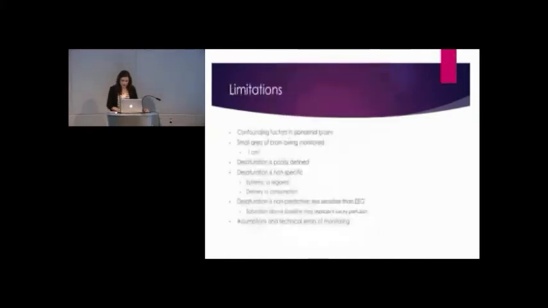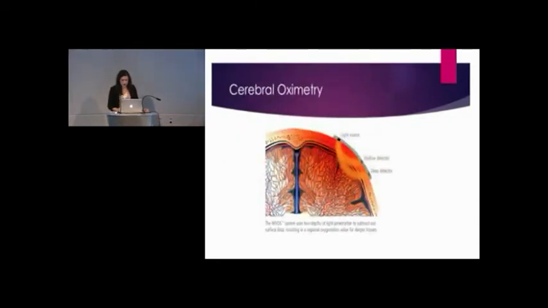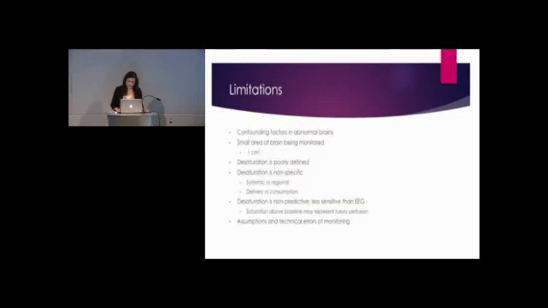And then there is some conflict in the literature as well about whether cerebral oximetry or NIRS correlates well or does not correlate well with jugular venous oxygen saturations. So again, it's up to your own interpretation. So what are the limitations of cerebral oximetry?